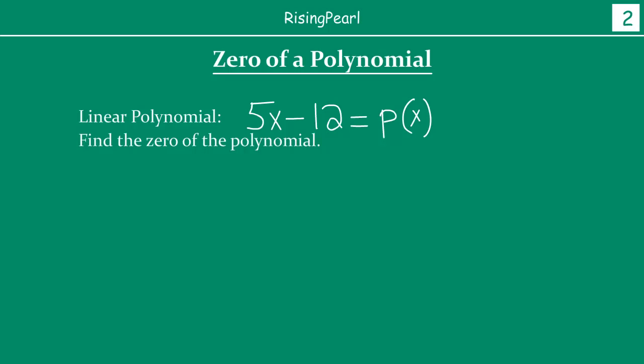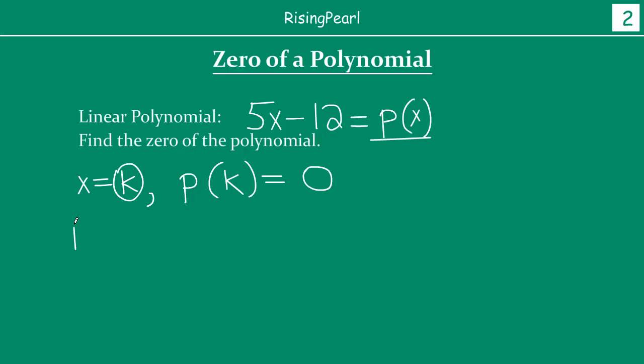Let's say at some value of x, this polynomial becomes 0. That means at x equal to k, the value of the polynomial at k becomes 0. Then k will be the 0 of this polynomial p(x). So now at k, what will be the value of the polynomial? In the last episode we saw how to find the value of a polynomial at a particular value of the variable.